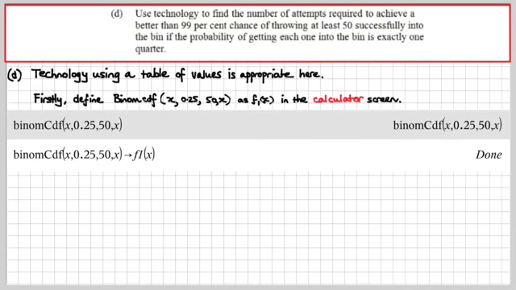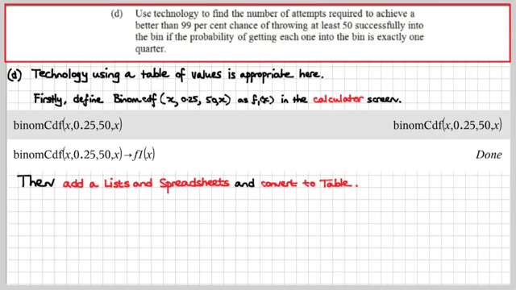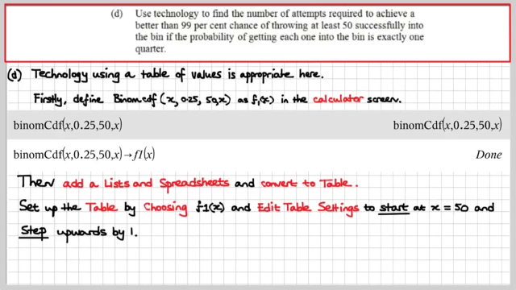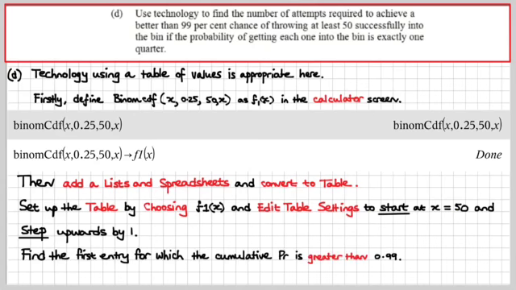Check, check, and check. Now, what we then do is add a lists and spreadsheets screen to the calculator, a separate screen, and then we convert that to a table of values. If you've got a Casio or some other handheld device, you've just got to translate that into whatever you need to do. But on the TI, when you're in the lists and spreadsheets screen, you choose f1 of x, and then you edit the table settings to start at x equals 50 and step upwards by 1. Then you find the first entry for which the cumulative probability is greater than 0.99, which is what we're supposed to do up here.